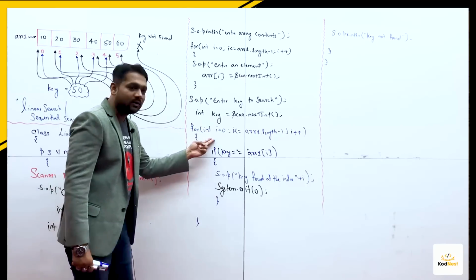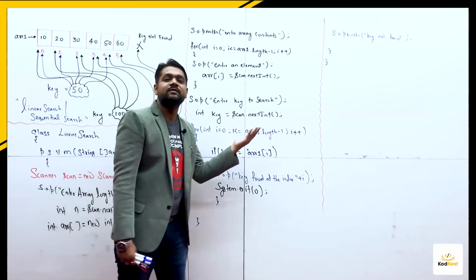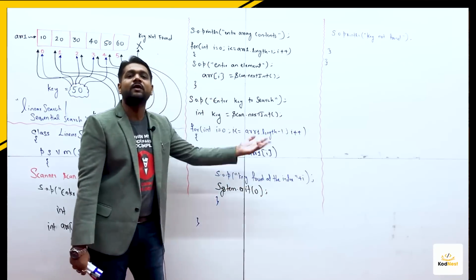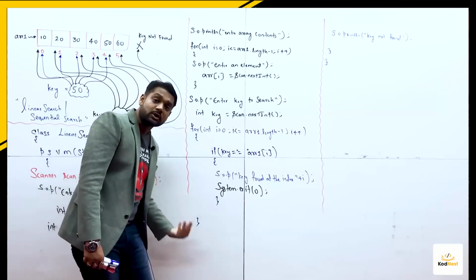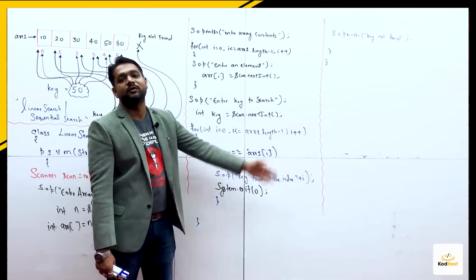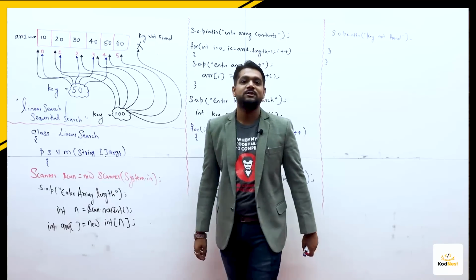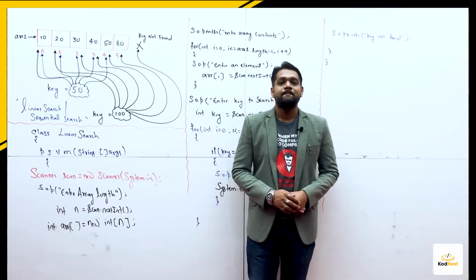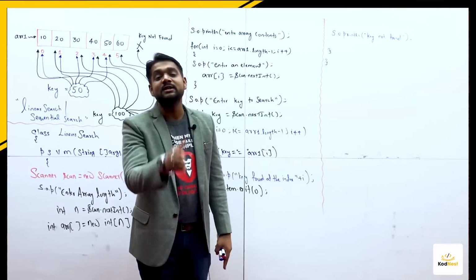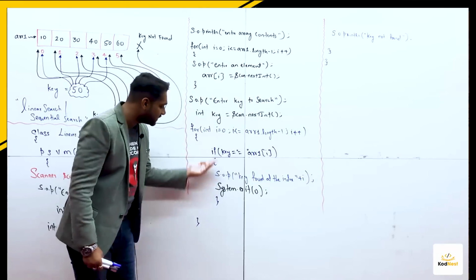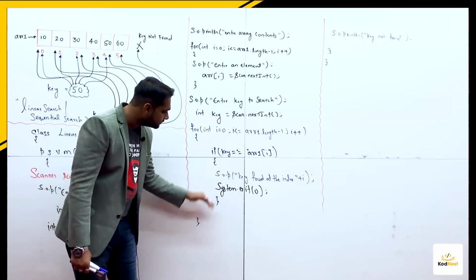Start searching from 0, go until the length of the array. Every time check whether key is matching with array of the index, array of i, or not. If it matches, then tell key found. If the control goes out of the for loop, tell key not found. This is the algorithm of linear search. I hope I am completely clear with what is the linear search algorithm. Directly I have written the code. Linear search code, this is this part.